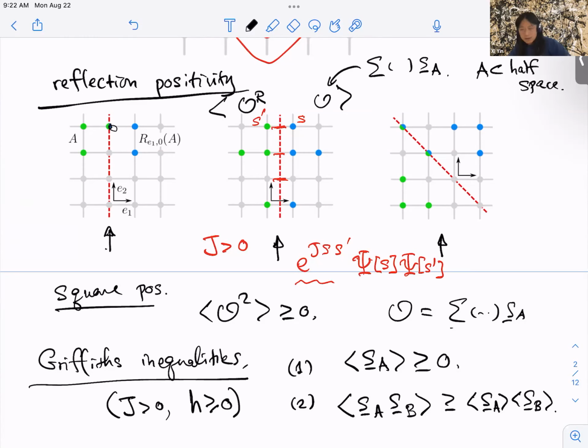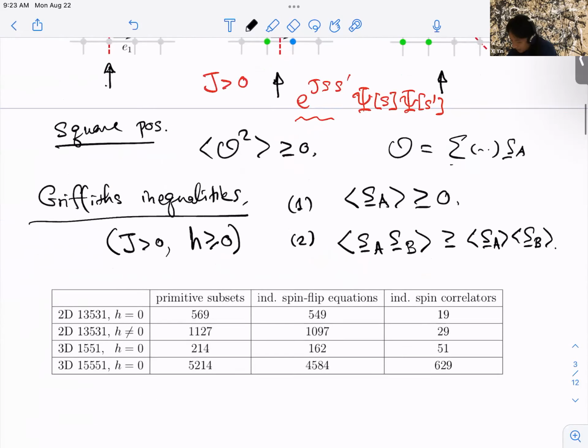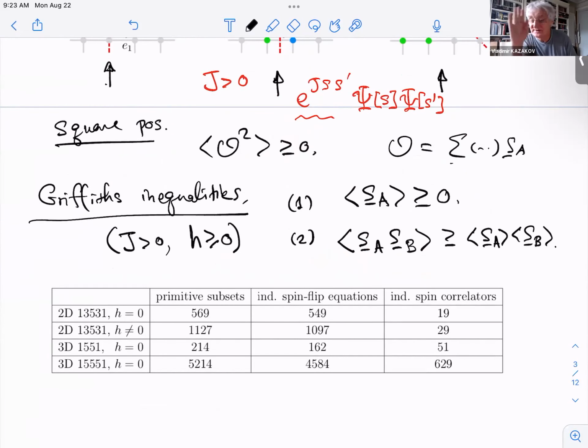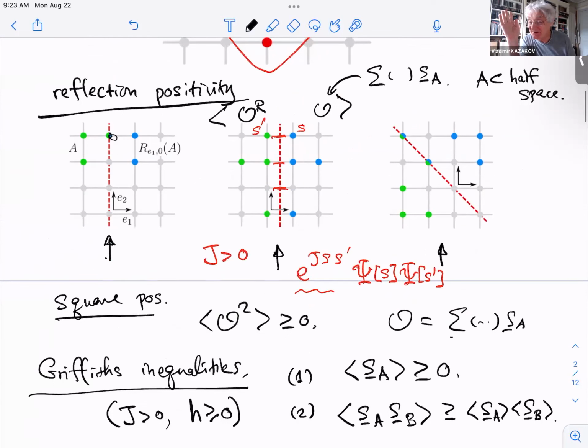Okay, so now let me describe some results. But they are nonlinear now. Yes. Very good.